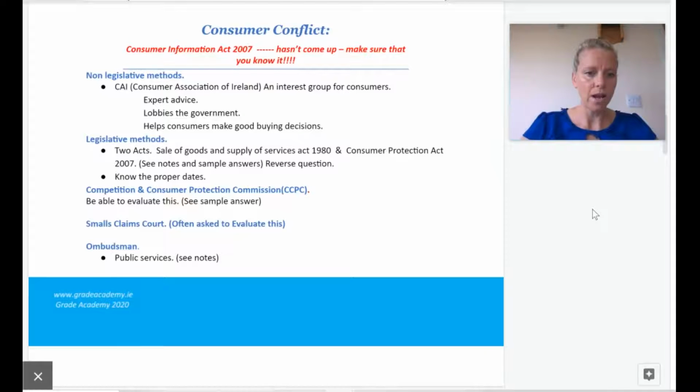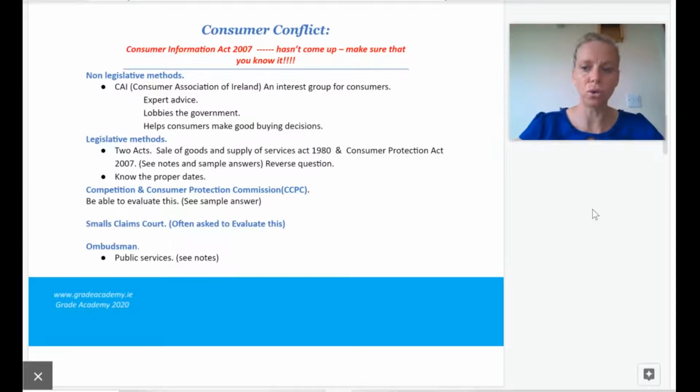Now, the Competition and Consumer Protection Commission, CCPC. Okay, so make sure you know that. I've given you a sample answer on that, and I've also evaluated it. Again, when you're learning this section, always just pick out the keywords. Okay, don't try and learn big chunks of information, because if you try and learn big chunks of information, you're really going to struggle to take everything in.